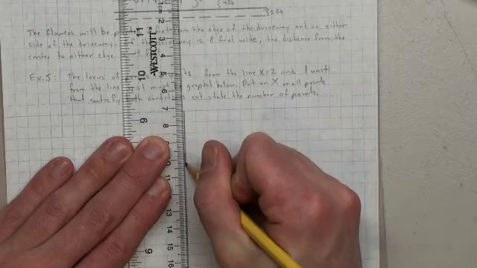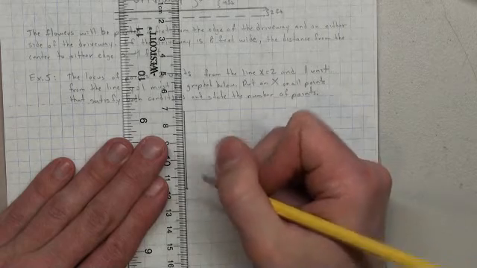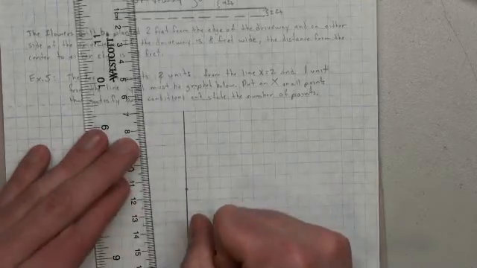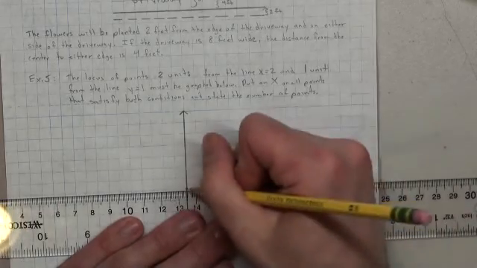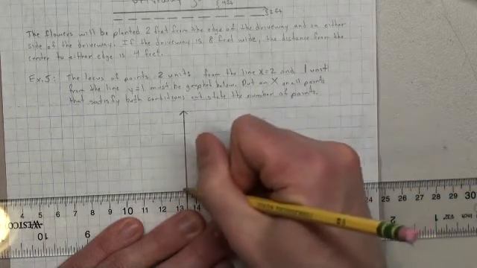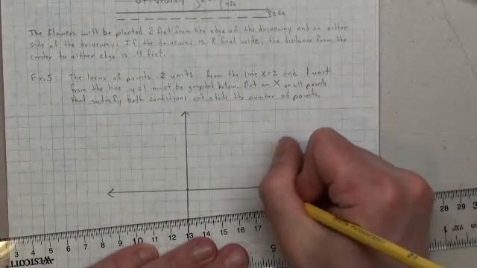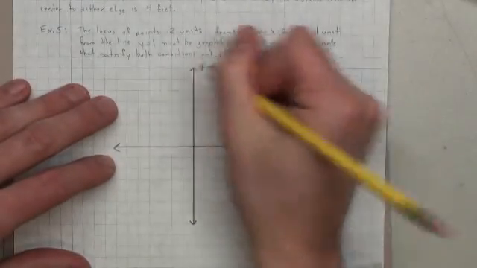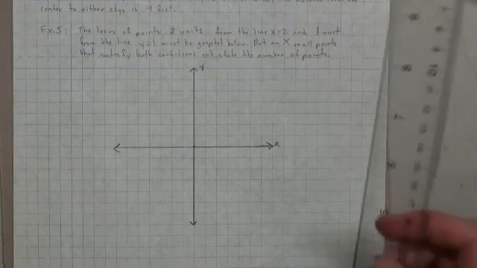1, 2, 3, 4, 5, 6. I'm going to go 7 in each direction. 1, 2, 3, 4, 5, 6, 7. That should be big enough for this problem. 1, 2, 3, 4, 5, 6, 7. Okay. Y and x.